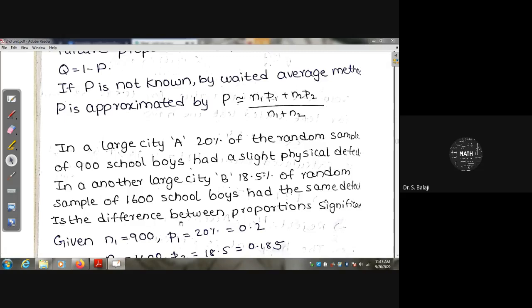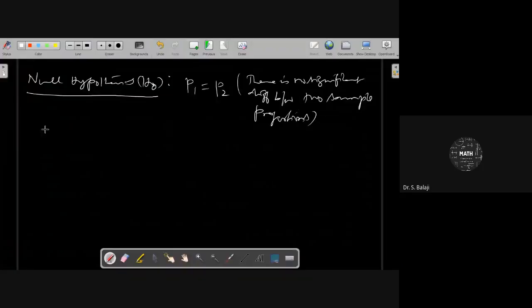They are asking whether the difference between proportions is significant. No other question is given, only significant or not. Therefore, there is no implicit meaning we require here.